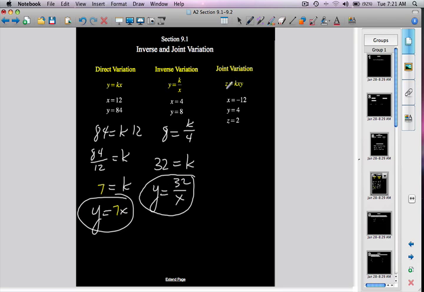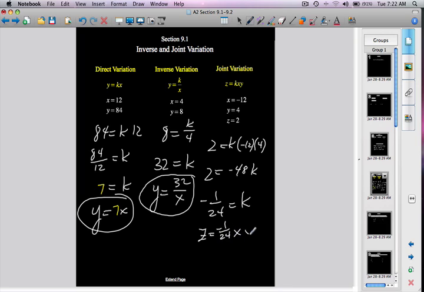Joint variation, again, is z equals k times x and y. I'm now going to have three values to substitute in. z was 2 when x was negative 12, and y was 4. So if I continue to solve for k, 2 is equal to negative 48k. And if I divide both sides of the equation by negative 48, I'll get negative 1/24 is equal to k. And the last step again, write the model. z is equal to negative 1/24 times x and y. And that's how you do a joint variation problem.